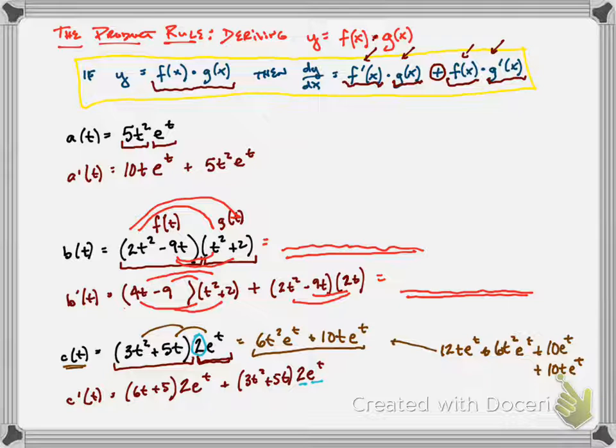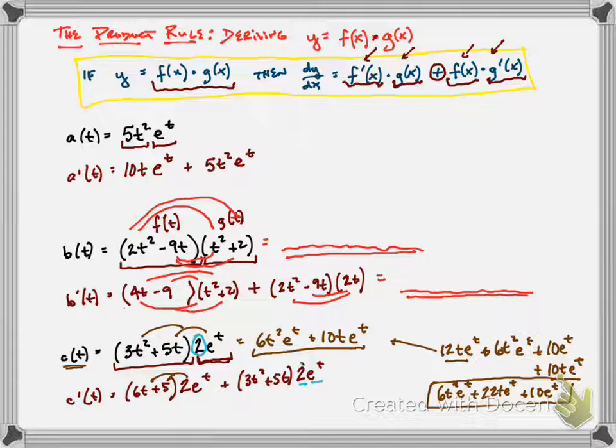Now, if we combine like terms, 12t e to the t plus 10t e to the t gives us 22t e to the t. And then I've got 6t squared e to the t added to that, plus 10 e to the t. Here's my derivative. If I derive it in that fashion, let's see if this matches.